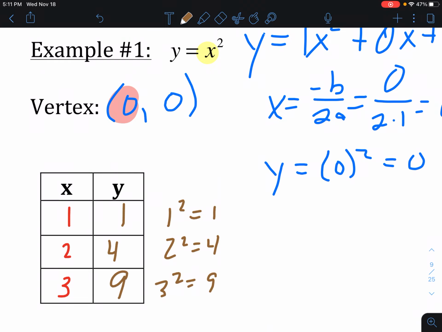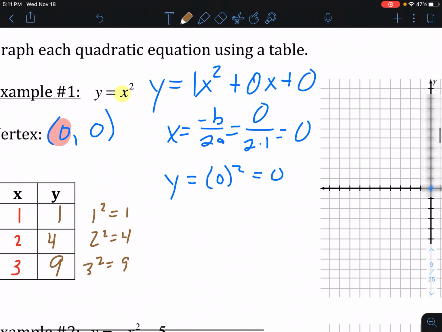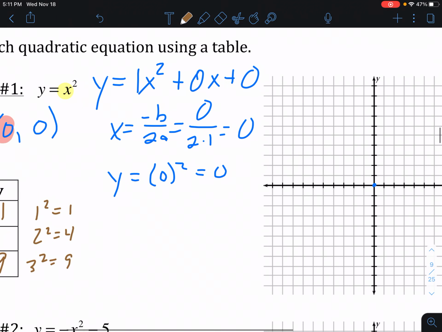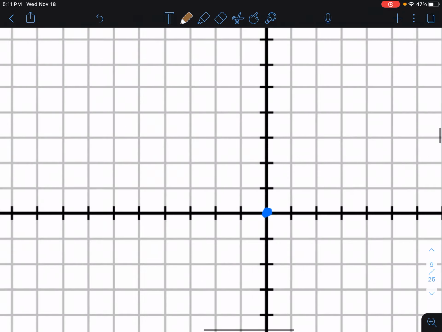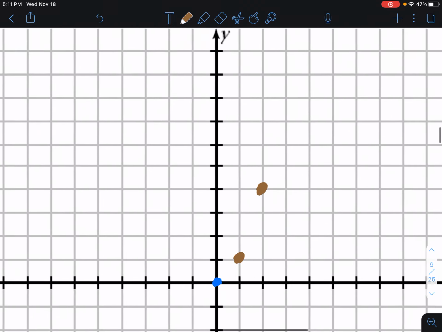So I have my other points. I'm now going to plot those. So 1, 1. We had 2, 4. And we had 3, 9.